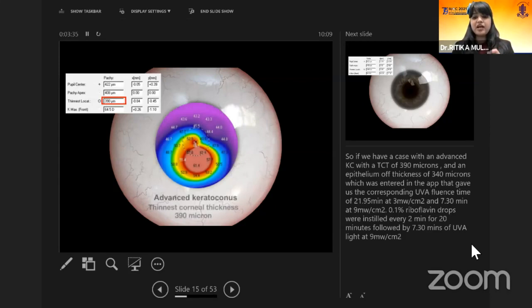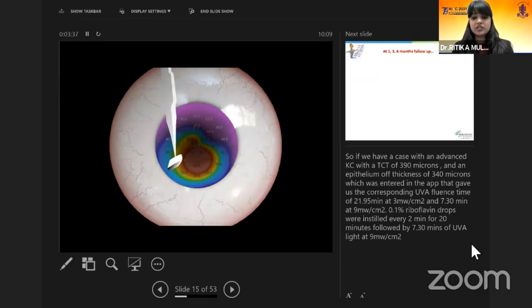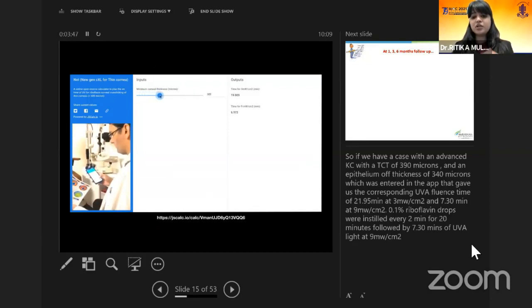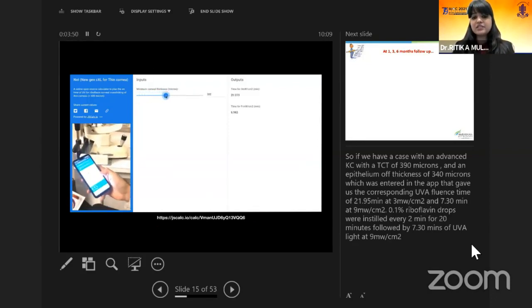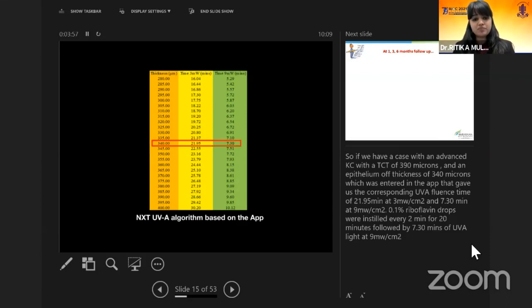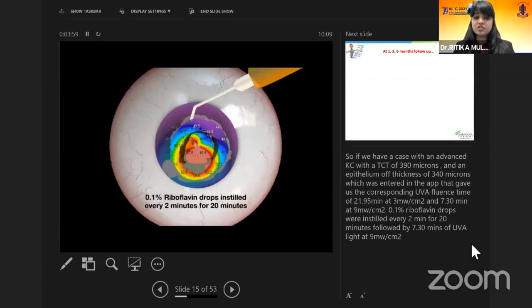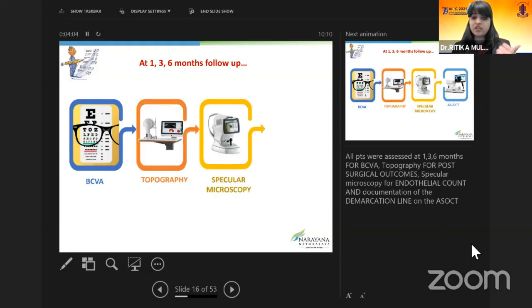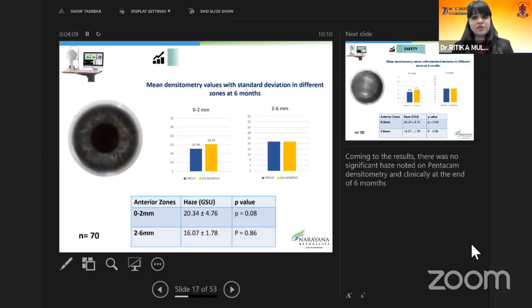For example, if we have a patient with advanced KC with a corneal thickness of 390 microns, we remove the epithelium, and we are left with 340 microns. Very easily, we put it into our smartphones, using a URL code. It gives us 21.95 minutes at 3 milliwatts and 7.3 minutes at 9 milliwatts. You can choose either of them with 0.1% riboflavin drops. This is how we go ahead and do our cross-linking. On follow-up, we assess the patient's refraction, the topography, the specular count, and the OCT for the demarcation line. Let's see how our patients fared.